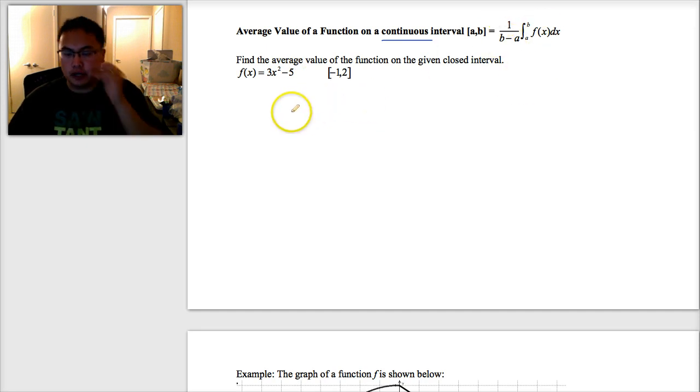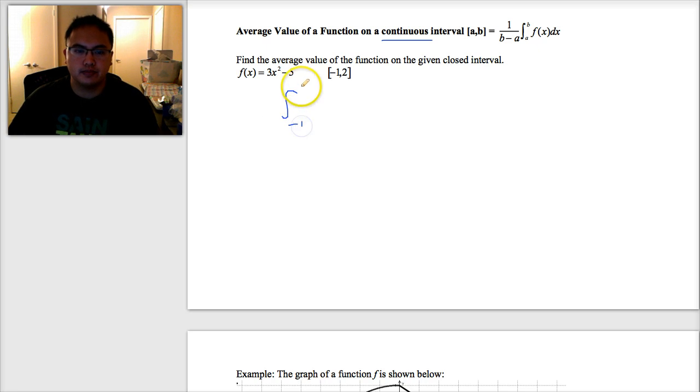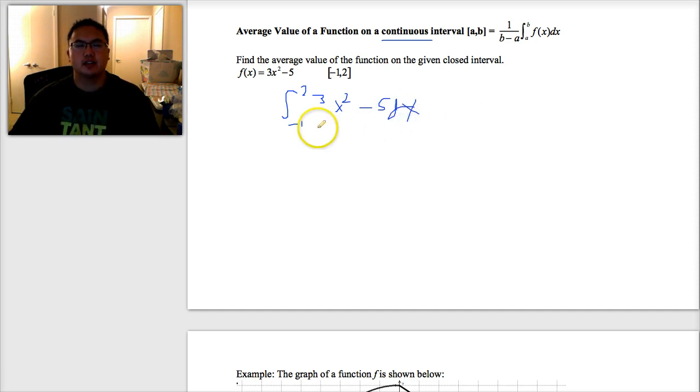I like to do the integral first because it makes sense to me. So I want to calculate the whole thing. Let me add everything up, or in my example of test scores, let me add up all my test scores. So I'm going from negative 1 to 2 of 3x squared minus 5 dx. I know it's messy, sorry. So the integral of 3x squared minus 5 dx from negative 1 to 2.